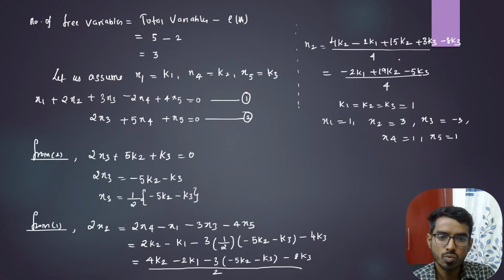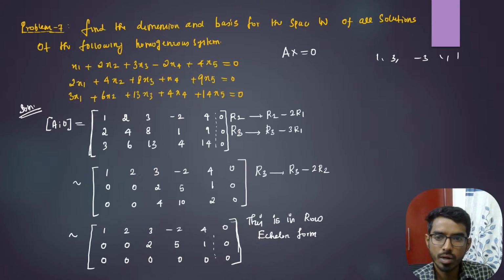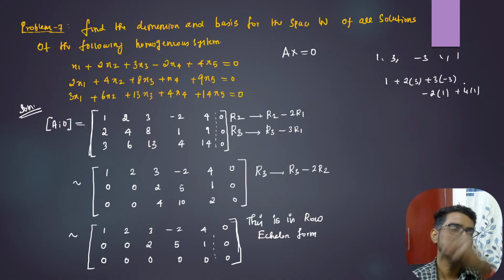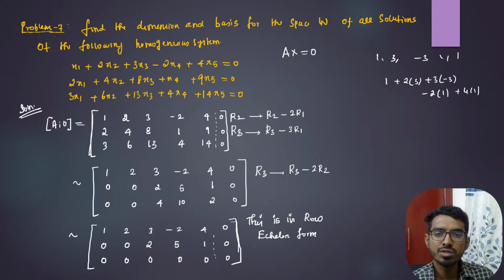So the solution is 1, 3, minus 3, 1, 1. Let us substitute here. So x1 plus 2 times x2 plus 3 times x3 minus 2 times x4 plus 4 times x5. So this will be 1 plus 6 is 7, 7 minus 9 is minus 2, minus 2 minus 2 is minus 4, minus 4 plus 4 is 0. Therefore, the solution is correct only.